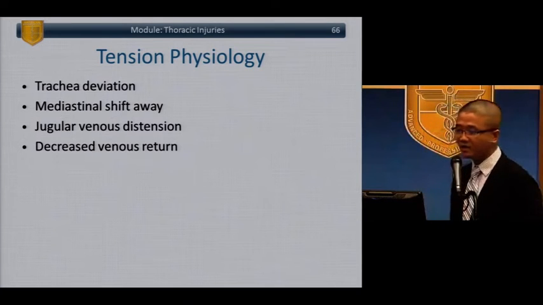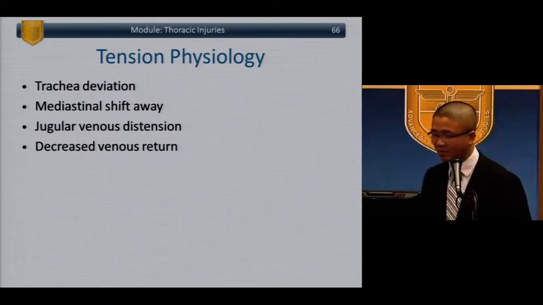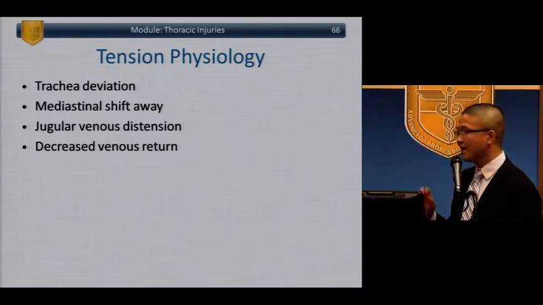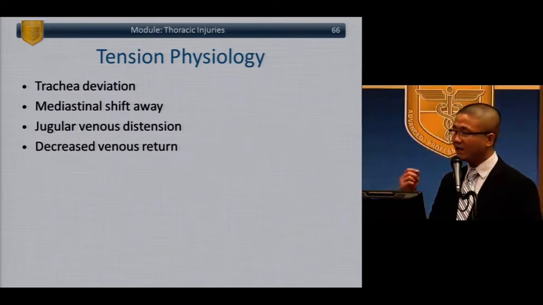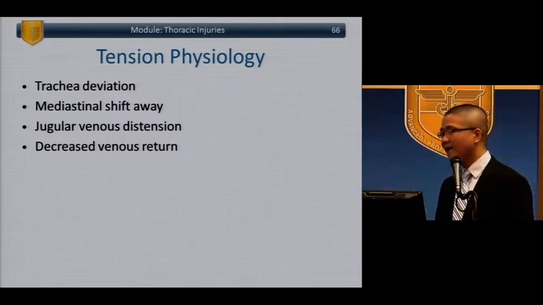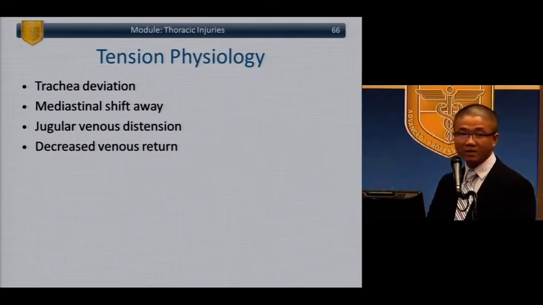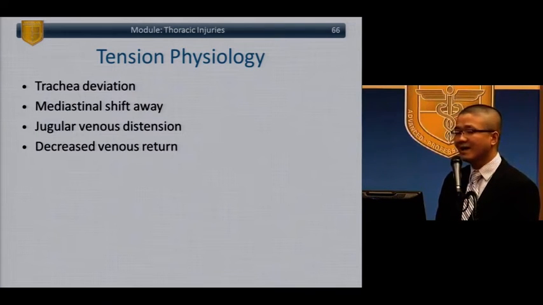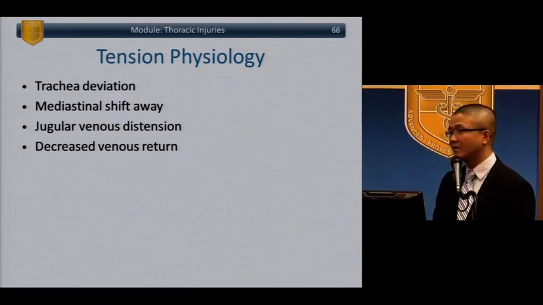So tension physiology, again, tension pneumothorax is not a radiographic diagnosis. It is a physiologic diagnosis. But it does end in tracheal deviation, mediastinal shifting away, jugular venous distension. And the bottom line is that all the physiologic parameters that are associated with tension physiology are because of decreased venous return. Okay. Can you imagine a patient that has tension pneumothorax and cardiac tamponade? They'd have both. They'd have the worst of both worlds with a decreased venous return.